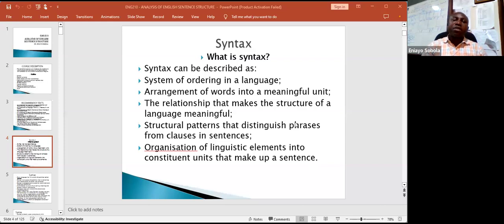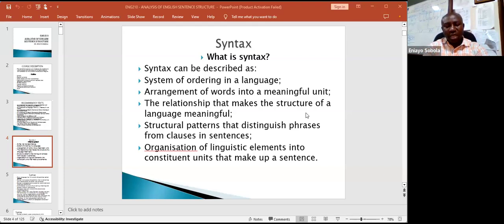So a phrase will give you head word, modifier, pre-modifier, post-modifier. A clause will be talking about the subject, the verb, the adjunct, complement. Syntax helps us to understand the nature of phrases from the nature of clauses within the sentence, so that we don't have problems in our writing.